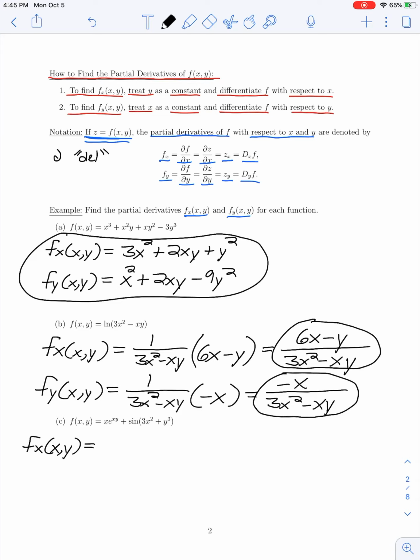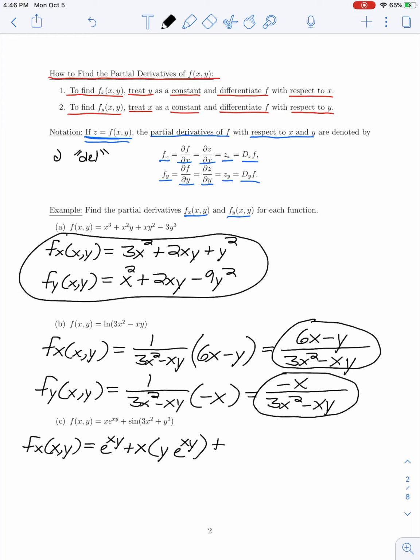So using the product rule, the derivative of the first factor, x, would be 1 times our e to the xy power, and then we would add x times the derivative of e to the xy power. Well, using the chain rule, the derivative of e to some power would be e raised to the same power, but then I have to multiply by the derivative of that inner function, xy, with respect to x. So the derivative of xy with respect to x would be 1y.